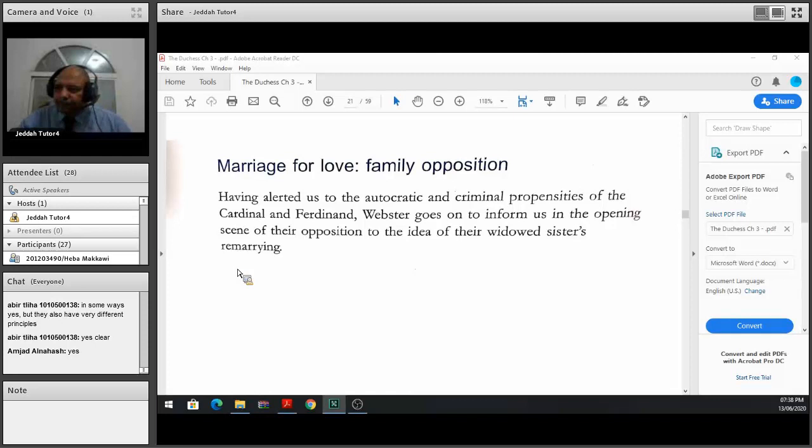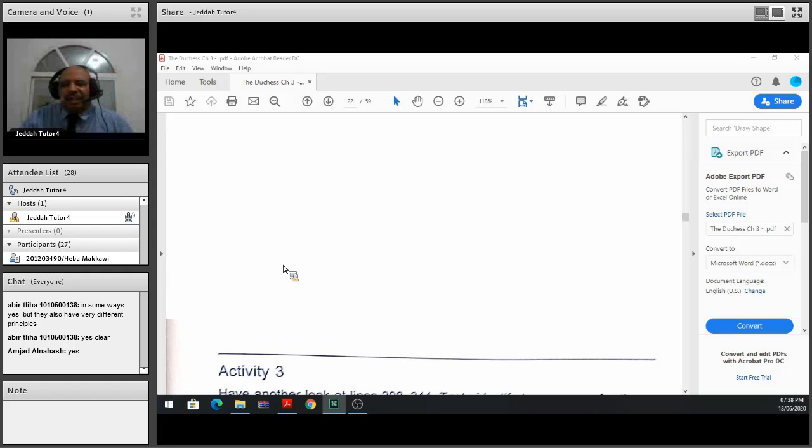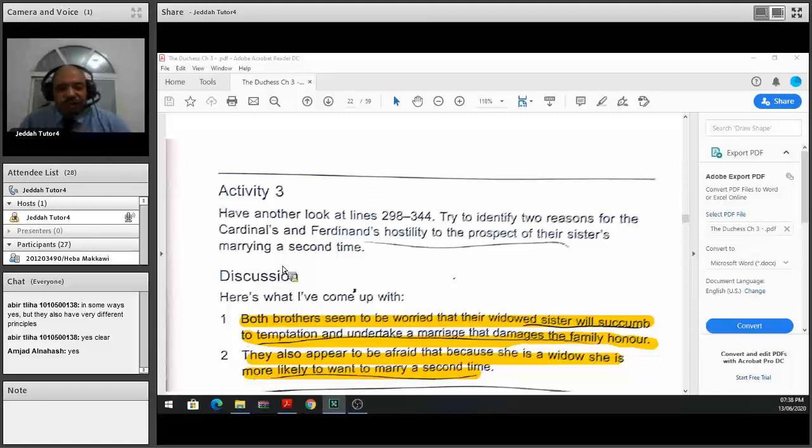So, having alerted us to the autocratic and criminal propensities of the Cardinal and Ferdinand, Webster goes on to inform us in the opening scene of their opposition to the idea of their widowed sister remarrying. So, we are in front of a widow, and this widow is remarrying. And she is a duchess. It's very complicated, as you can see.